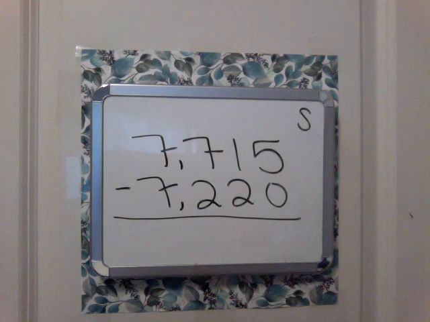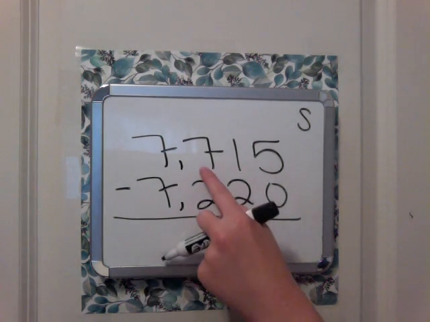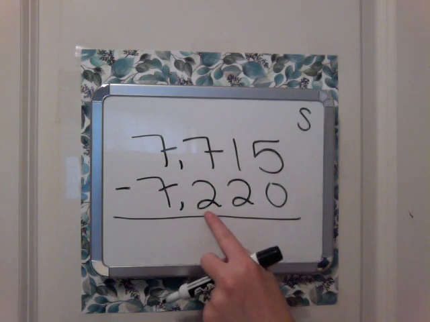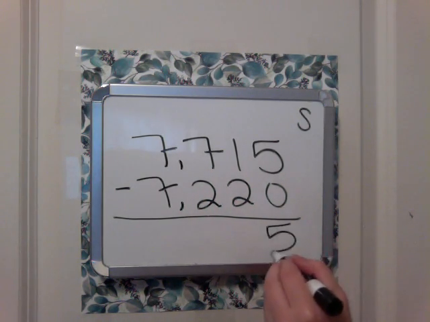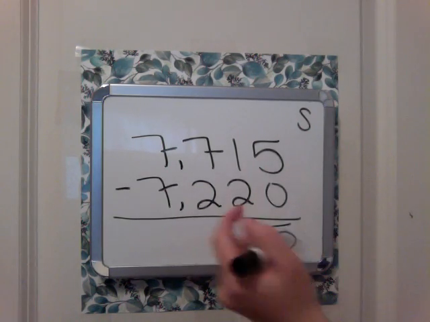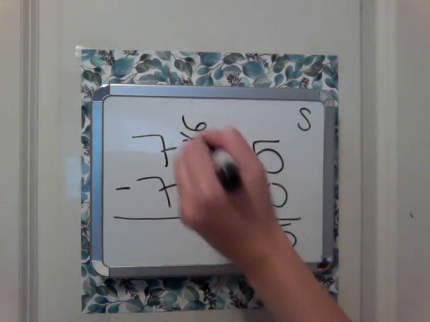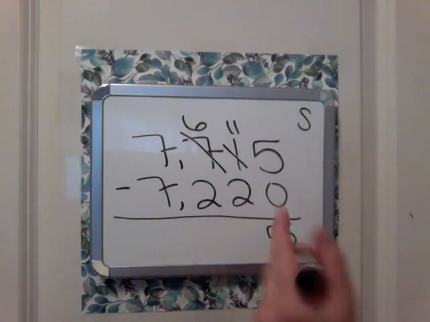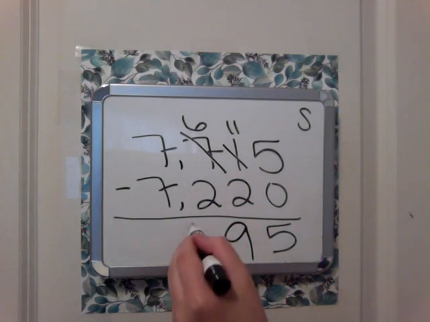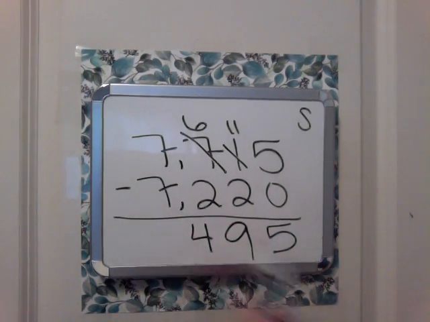7,715 minus 7,220. I know this number is less because there's 700s and there's only 200s here. In the ones place, 5 minus 0 is 5. We're unable to do 1 minus 0, so we regroup from the hundreds place. We now have 6 hundreds and 11 tens. 11 minus 2, 11, 10, 9. 6 minus 2 is 4, and then 7 minus 7 is 0, so we don't need a comma.